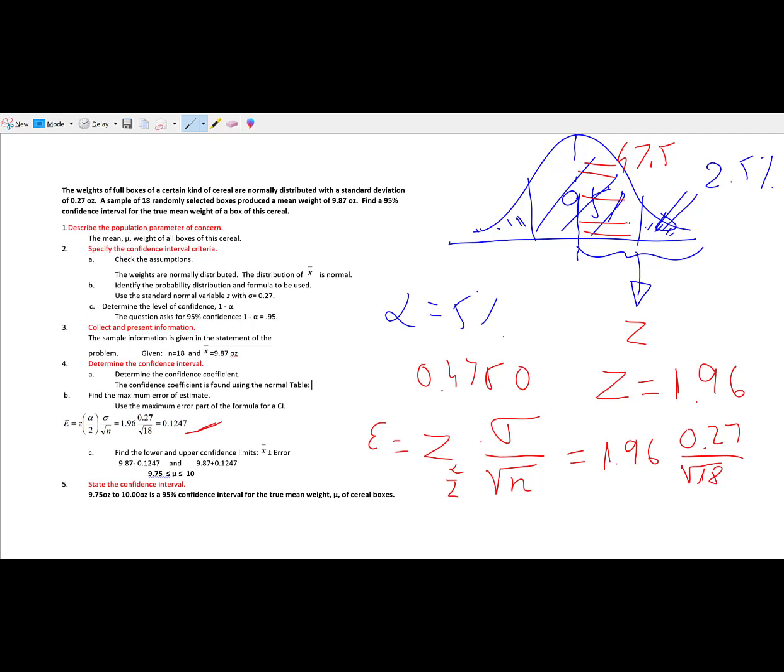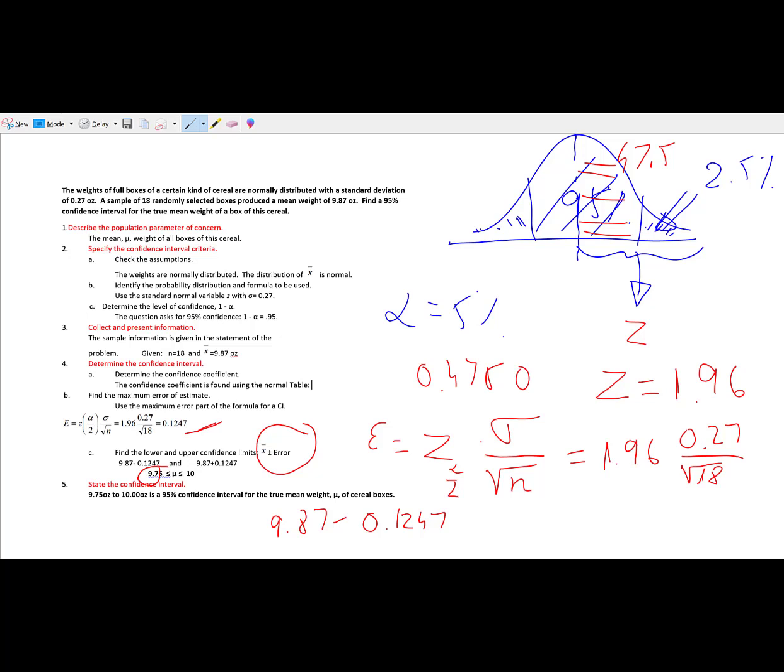We need to identify the lower confidence limit and the upper confidence limit. We can calculate them based on this formula. It will be the mean for our sample plus and minus the error. So if we subtract the error from the mean weight of our sample, we have the lower limit of this interval. So it will be 9.87 minus 0.1247. This gives us a value of 9.75.